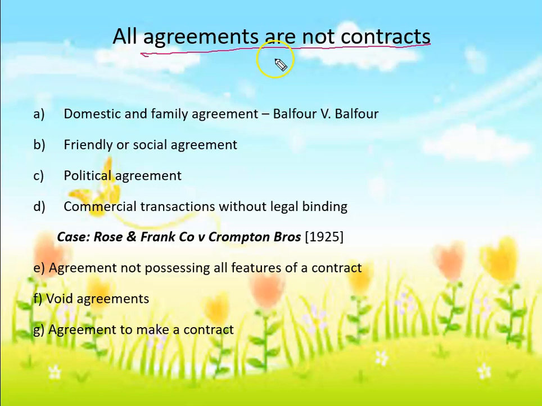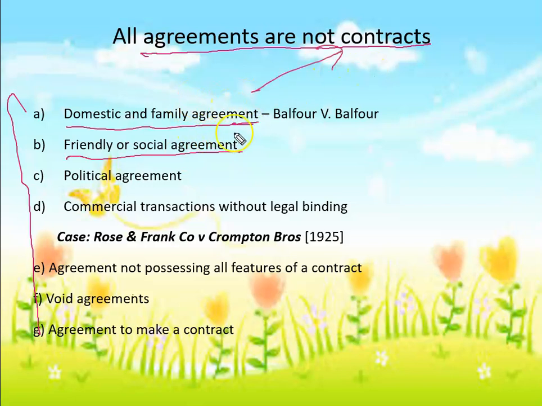How all agreements are not contracts, right? So here we are saying that every agreement is not a contract. So what are those agreements we are going to study under this? All those agreements which are domestic and family agreements, those agreements which are made between or among the family members. Obviously, when you make an agreement with your family members, we do not attach any legality to that, right? So it's just an agreement. It's just a normal family agreement.